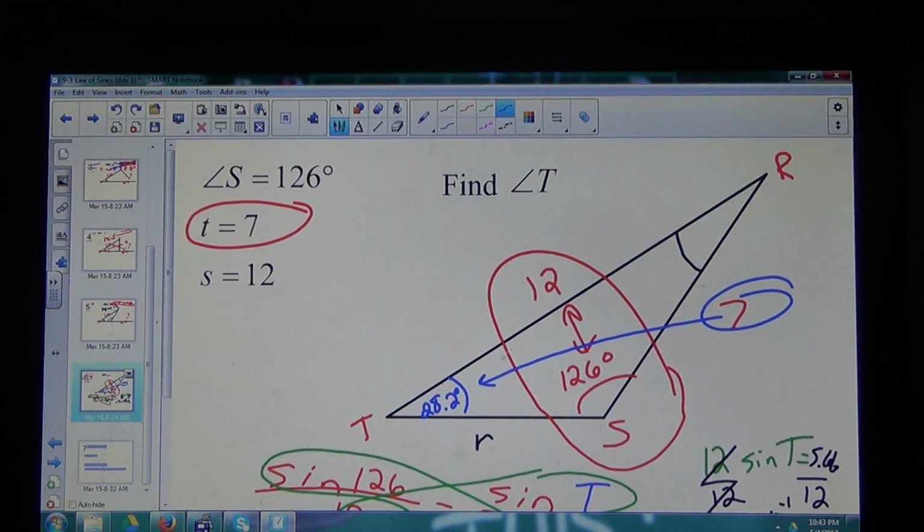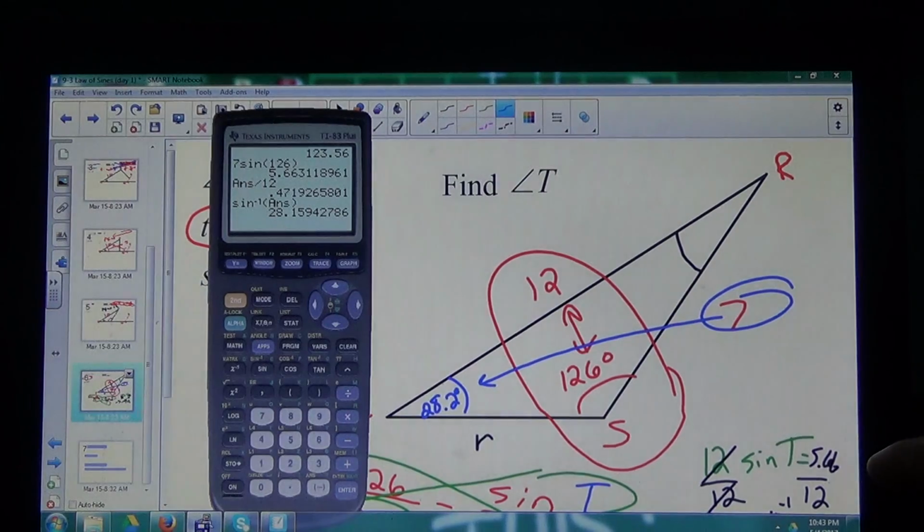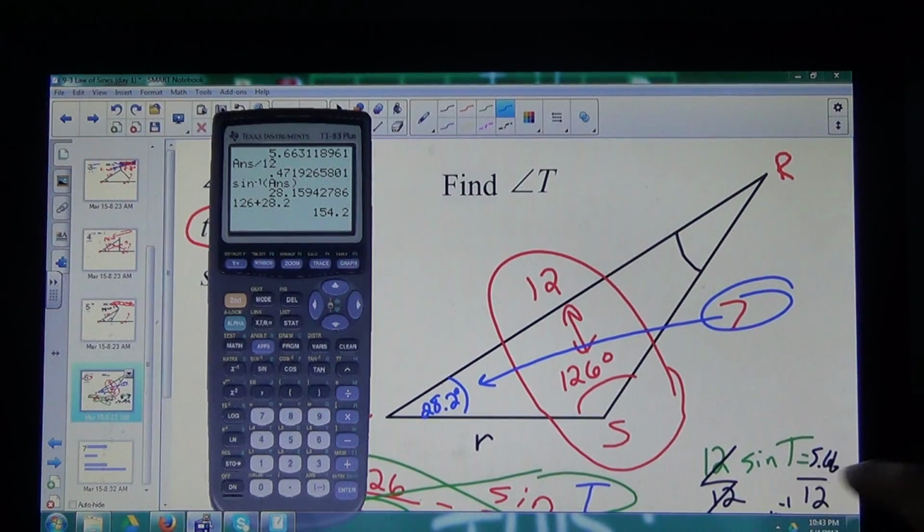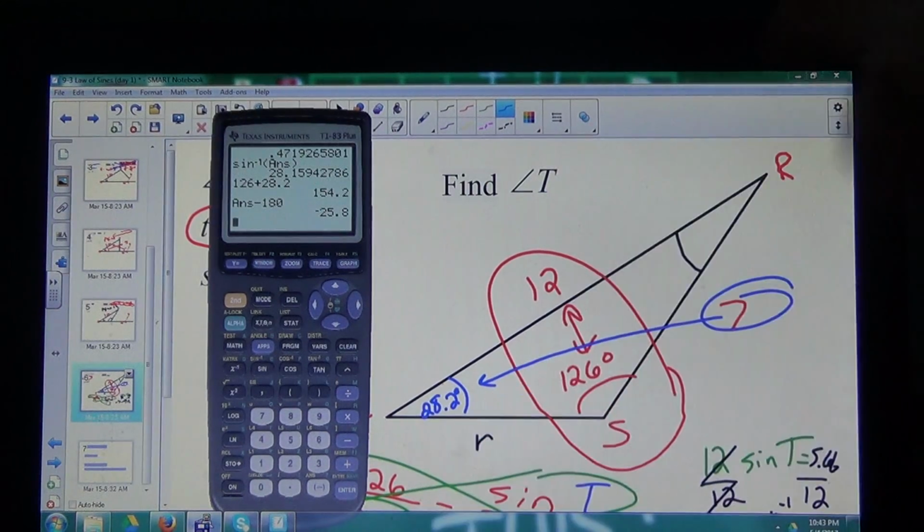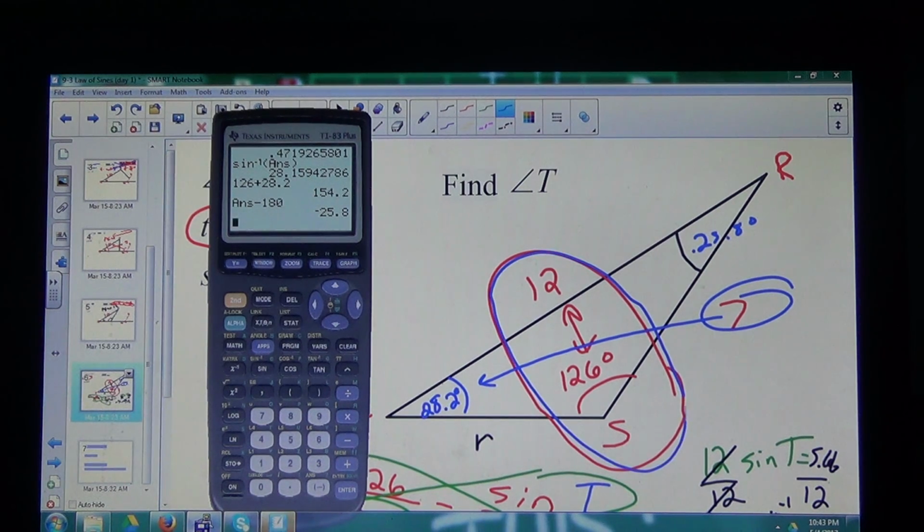Since I already have that, we'll just do that quick and then I'll let you work. So we got 126 plus 28.2 equals that, minus 180, and I get 25.8 degrees. So now that would be 25.8 degrees. Okay, and then you do law of sines again. So I could use these two red ones because I know those are opposites. And then I would use those two to find my letter R, which you guys can do.